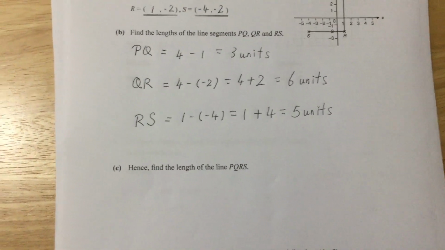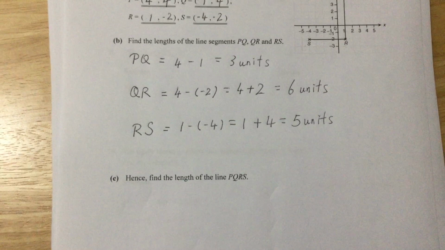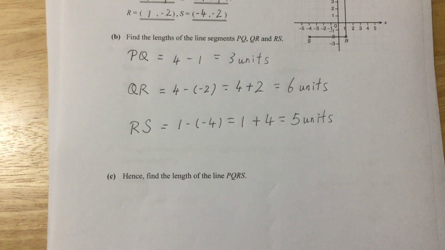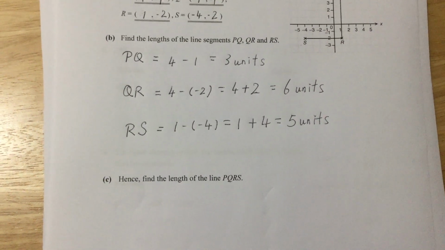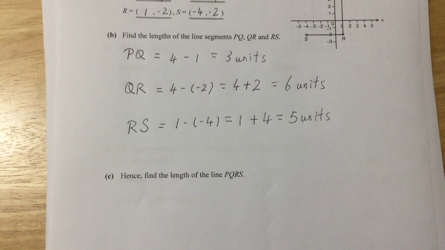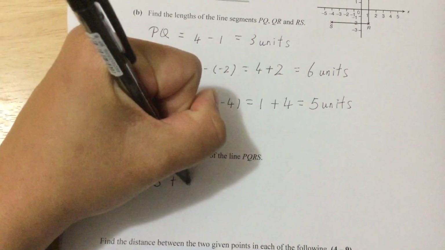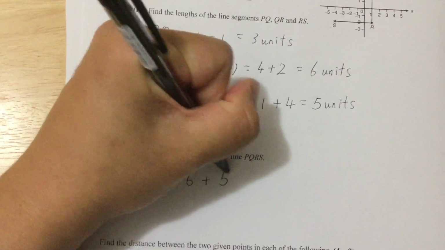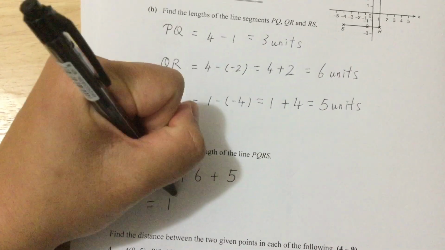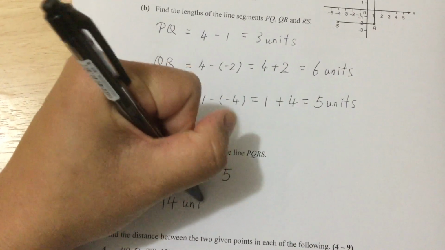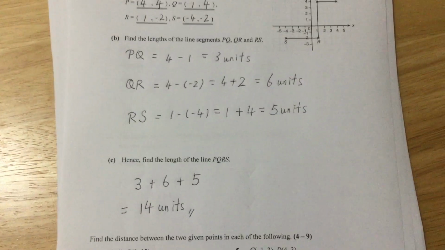And so you can consider part C also. For part C, we're going to find the total length of all these straight lines. So the answer is 3 plus 6 plus 5. That will be 14 units. Finish. So this is part C.